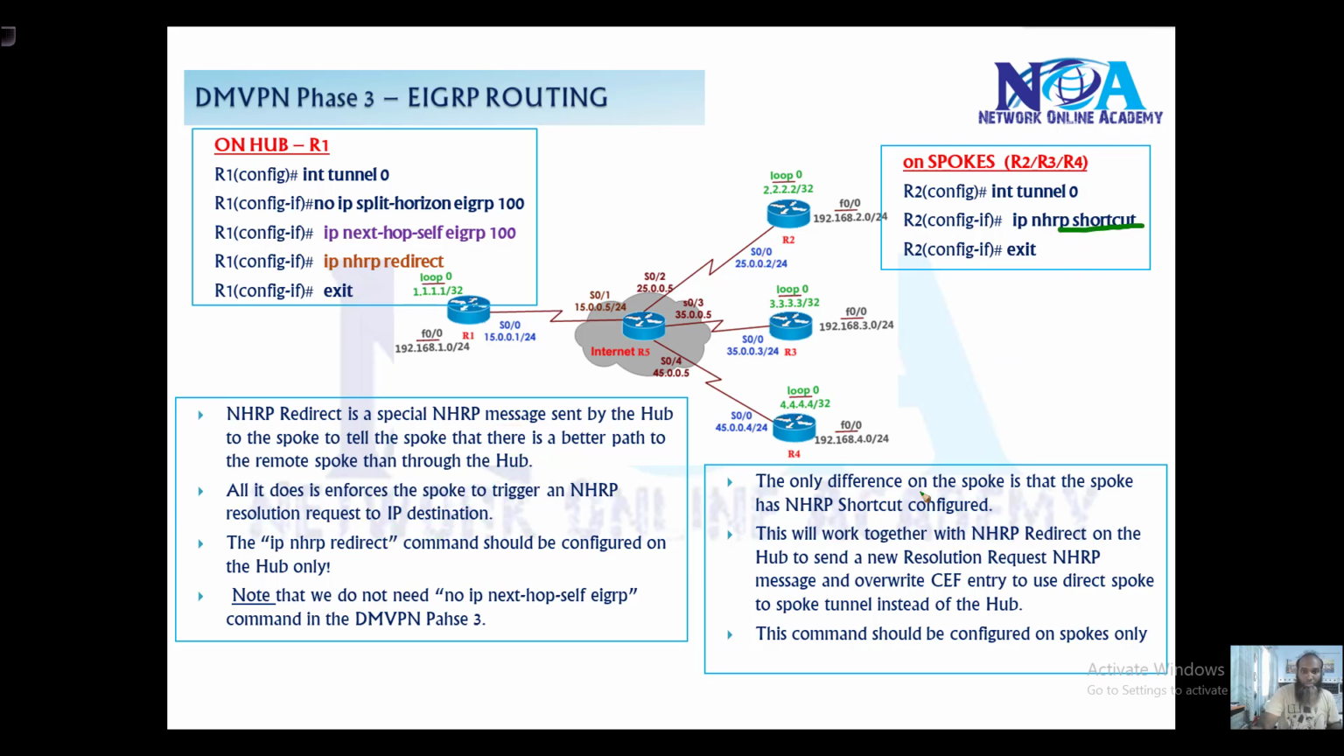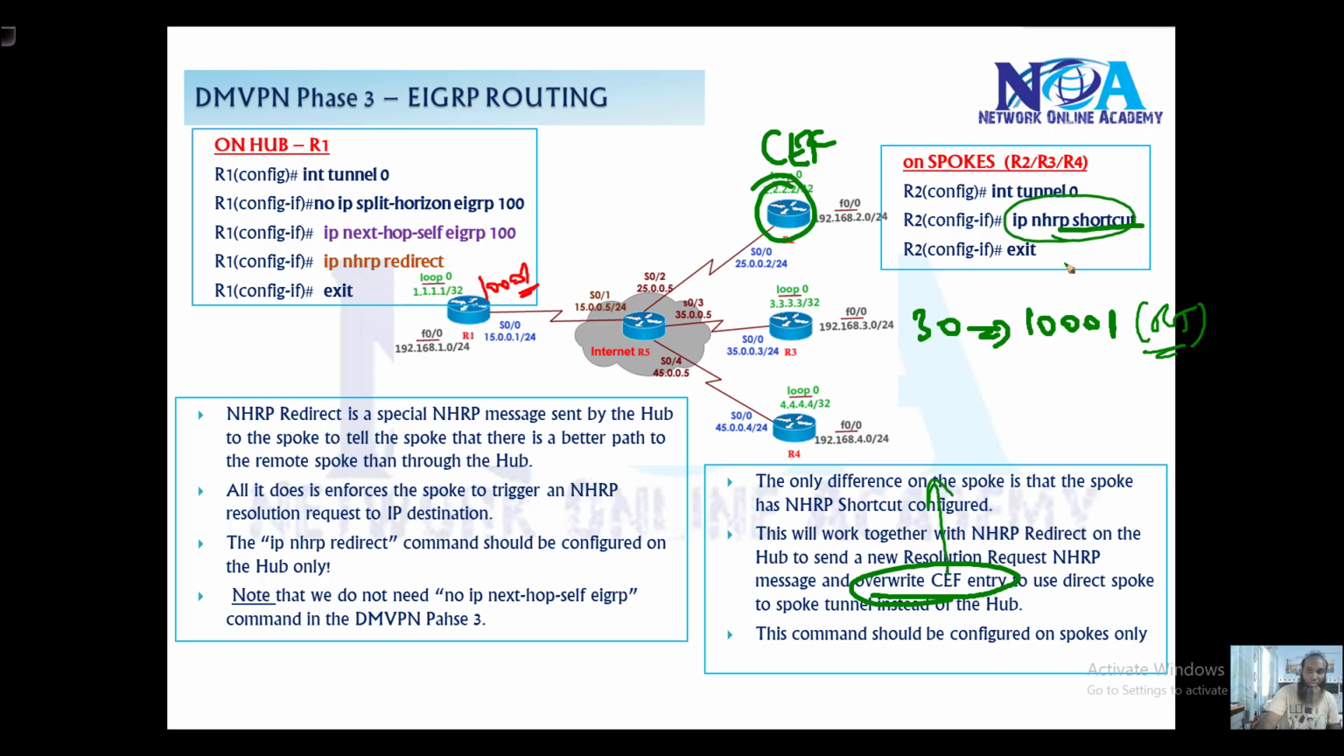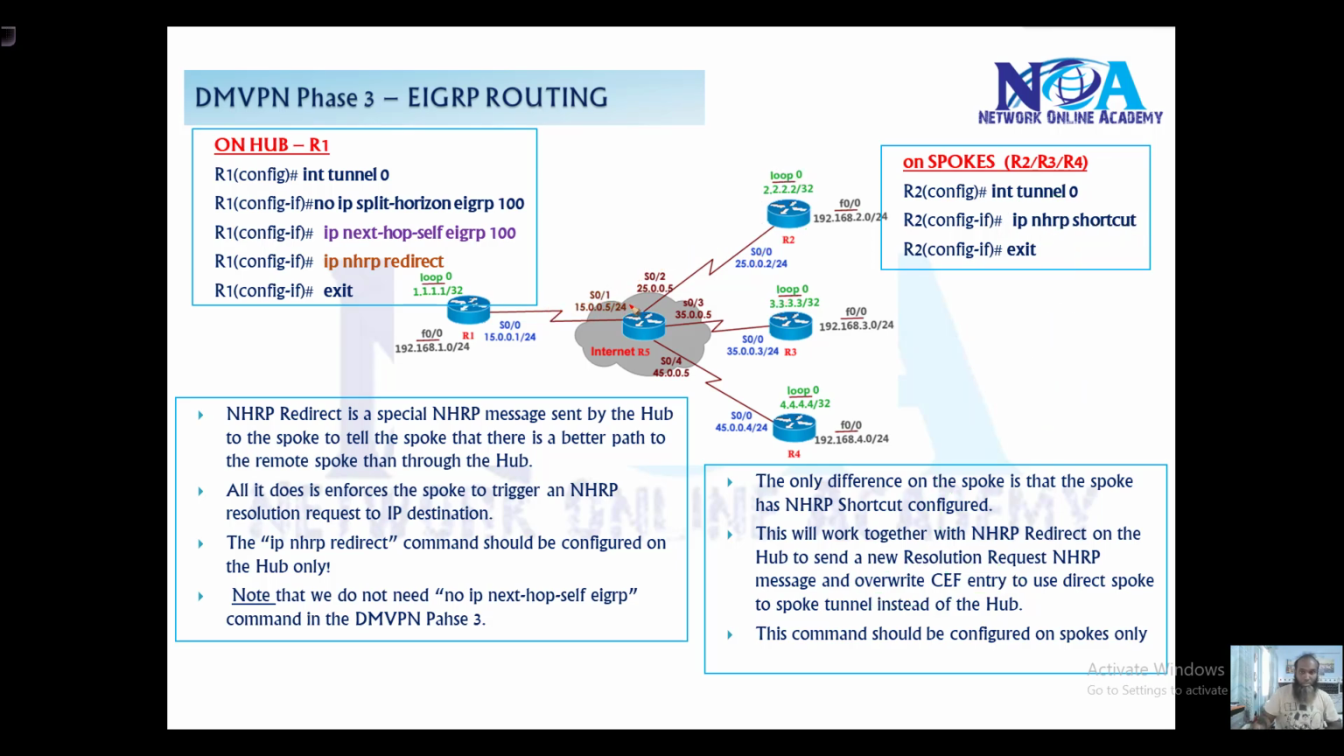Whereas if you're using the NHRP shortcut command, it is going to override the CEF entry, because by default, as per the routing table, to reach the 3 dot network, you have to go via 10.0.0.1. That's what you have in the routing table. But this command is going to force it to rewrite the CEF entries, because normally the forwarding happens based on the CEF, to use the direct spoke instead of going via hub.